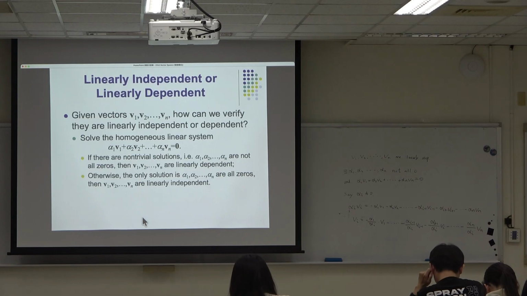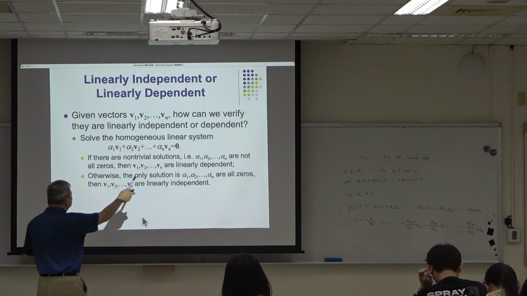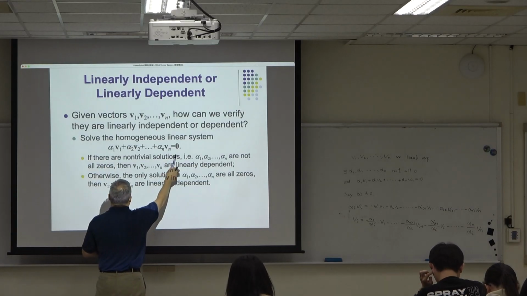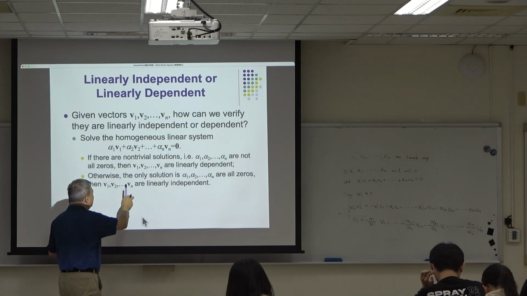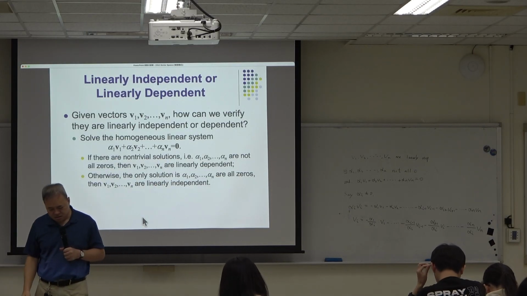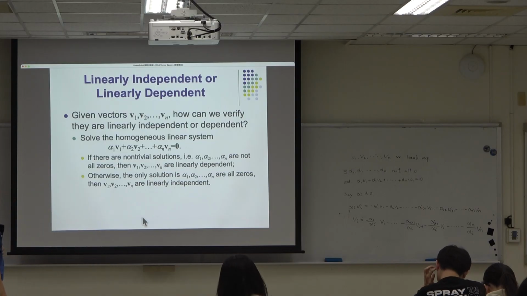Then given vectors alpha 1 to alpha n, how can we verify they are linearly independent, not dependent? Here we are trying to solve this homogeneous linear system. This one could be zero. If there are non-trivial solutions, then we know these vectors are linearly dependent. Otherwise, these vectors will be linearly independent.